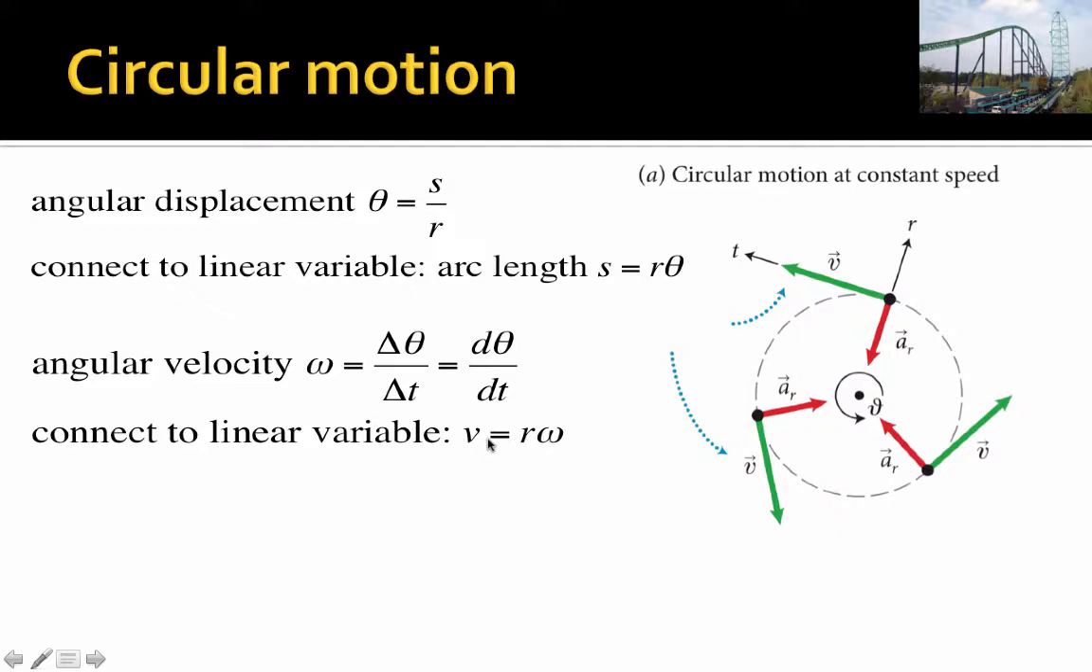When we want to connect this to our linear variables, we know that velocity we've called v, and we want to connect omega to v. v equals r times omega.